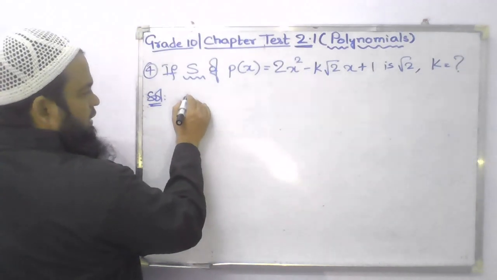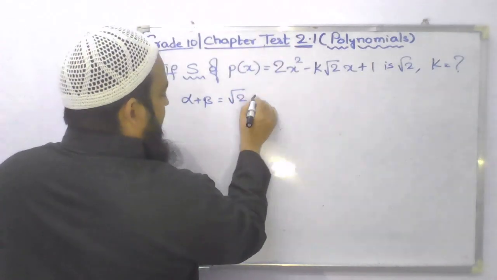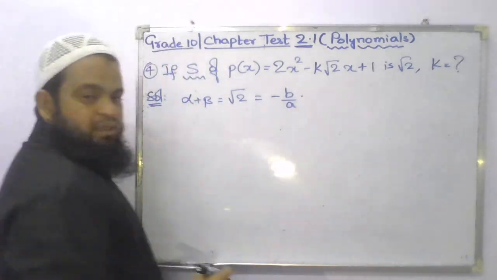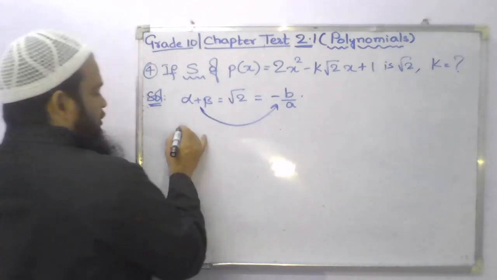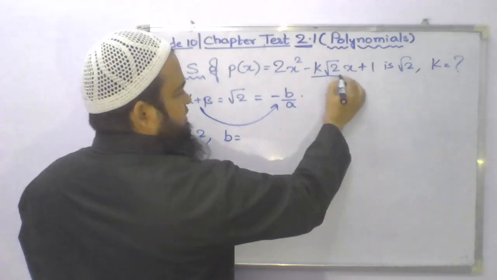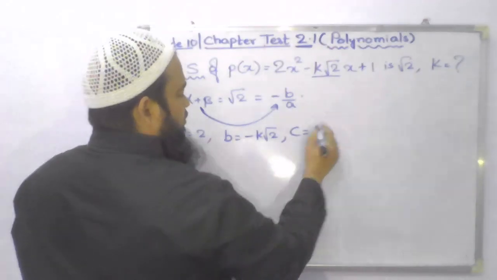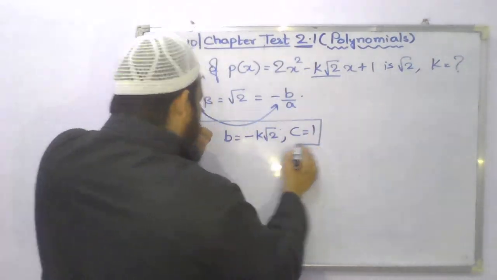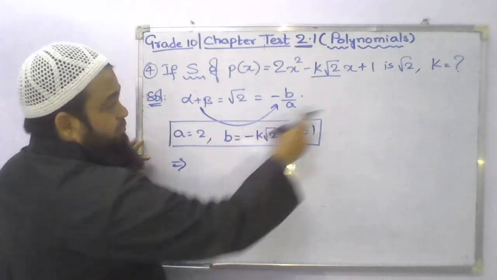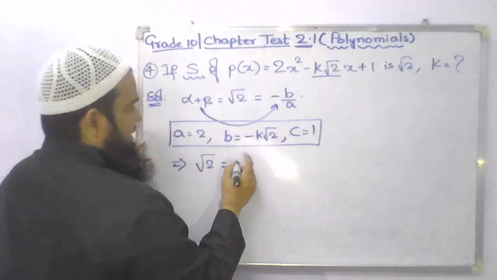Sum of zeros means what? Alpha plus beta is equal to root 2, right? And how can we write it? It can be written as minus b by a. Am I right? It is the relation. This is the relation, right? Now, what is a? a is equal to 2 and b is equal to the coefficient of x, that means minus k root 2. Okay, and c is equal to 1. So we got a, b, c. So that implies alpha plus beta, which means sum of zeros, is equal to root 2, is equal to minus b by a, right?